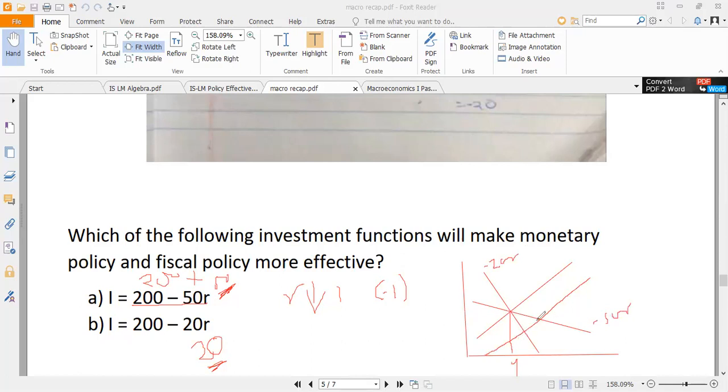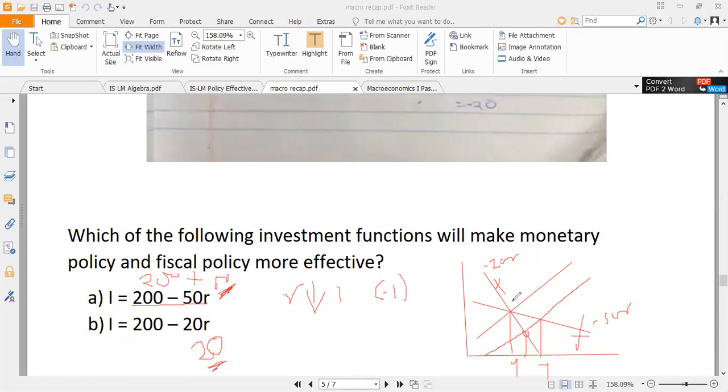So let's look at the new equilibrium points. On the minus 20R, this will be the new equilibrium point. So check the change in Y. It's just from here to here. But look at the minus 50R. This is going to be the change in Y. So you will see that the increase from the minus 50R will be higher than that of the minus 20R. So the monetary policy here is more effective than on the steeper IS. That's the reason why when the IS curve is vertical, monetary policy is not effective at all.